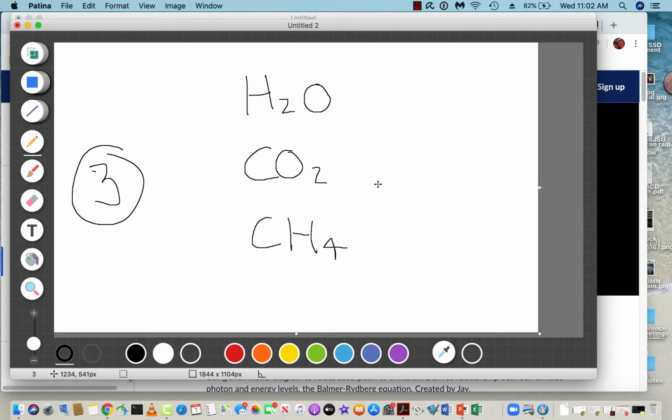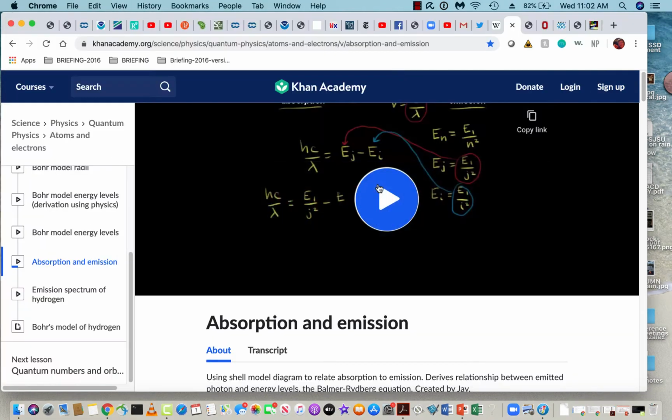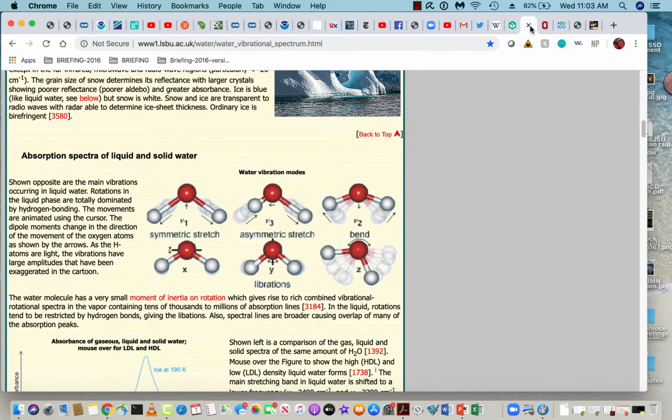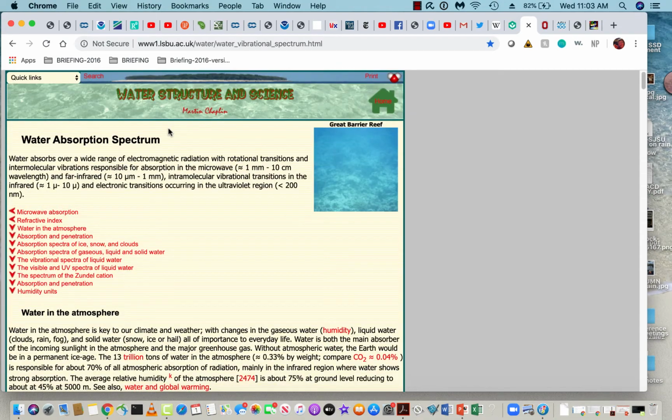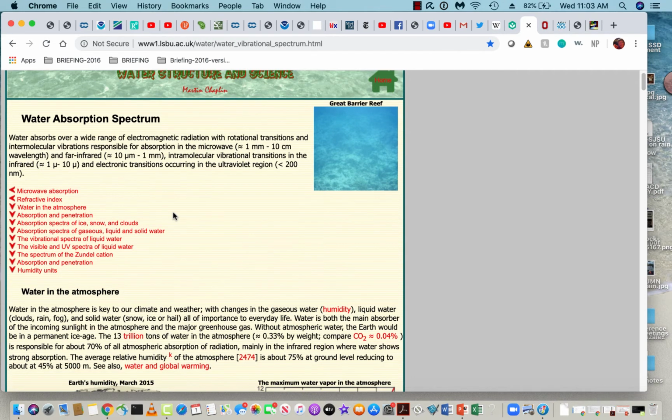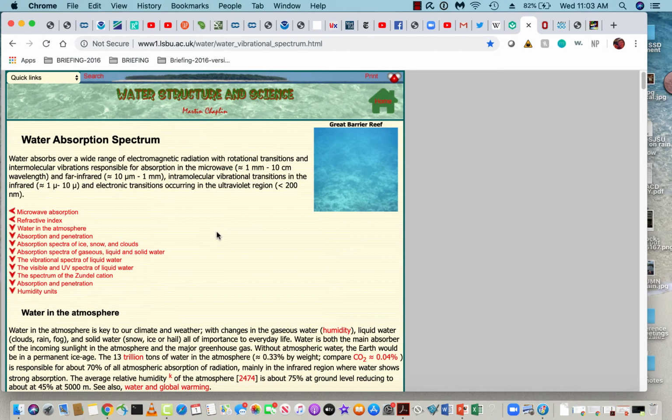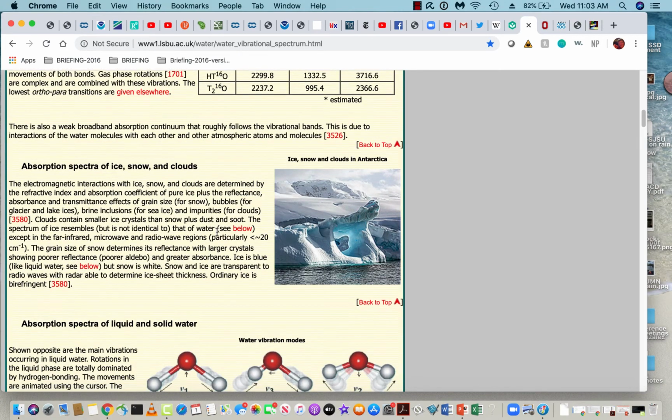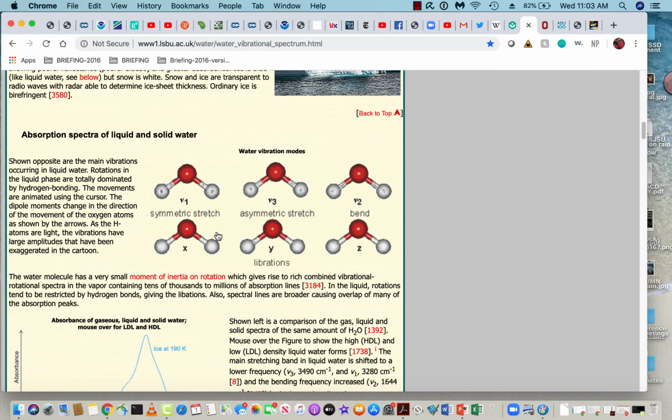So for molecules, I've seen some videos like this before whenever I teach MET 60, so I thought it'd be a good idea to show you again. So here's a link to somewhere in England.uk, and this is about the absorption of radiation by water in the atmosphere. And so you can see what the URL is up there. And the thing that I wanted to focus on is this.